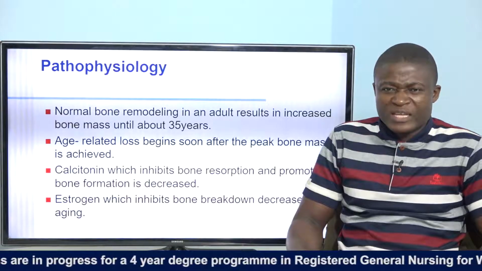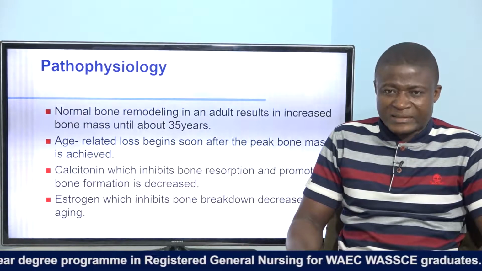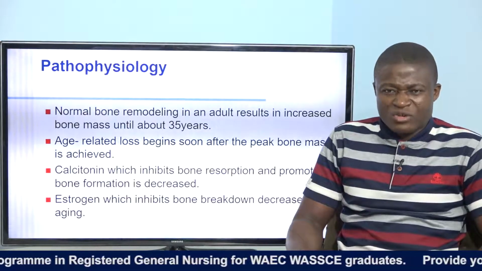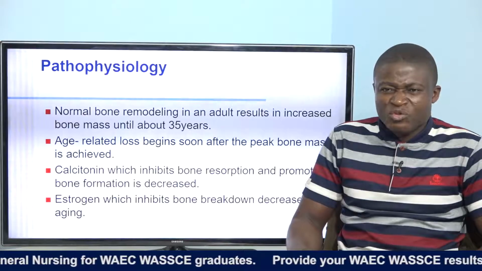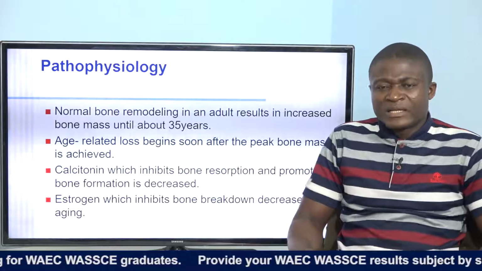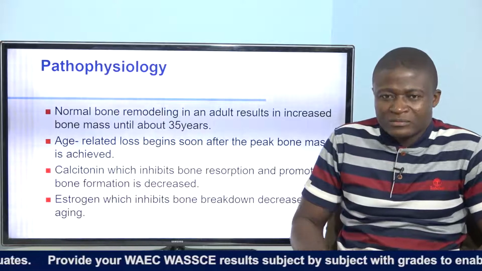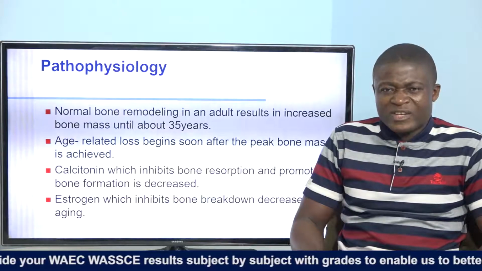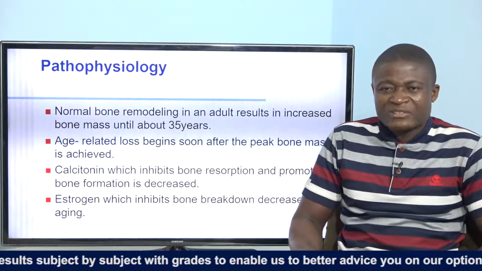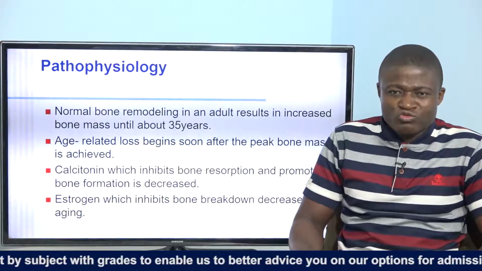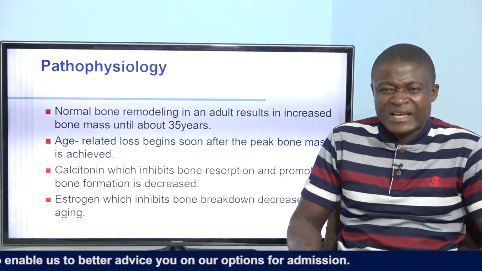Calcitonin, which inhibits bone resorption and promotes bone formation, is decreased. So calcitonin is a hormone which is produced in the body, and it is the one that prevents bones from breaking down. This calcitonin helps bones to become bigger. They help bones to build. But when you get to 35 years old, calcitonin starts to decrease. It starts to get inhibited. So as a result of this, it is no longer able to help in remodeling or increasing the size of the bone.